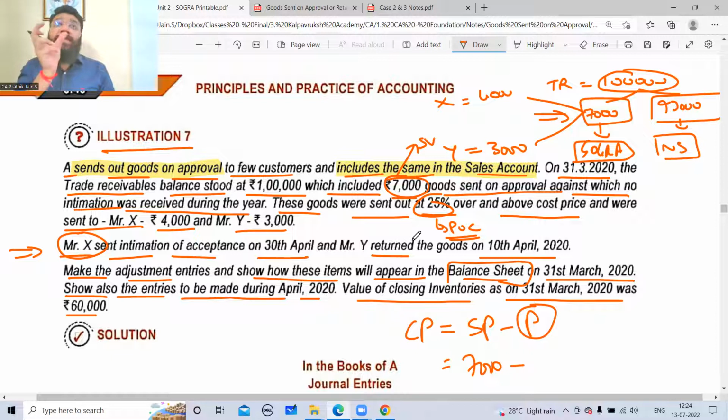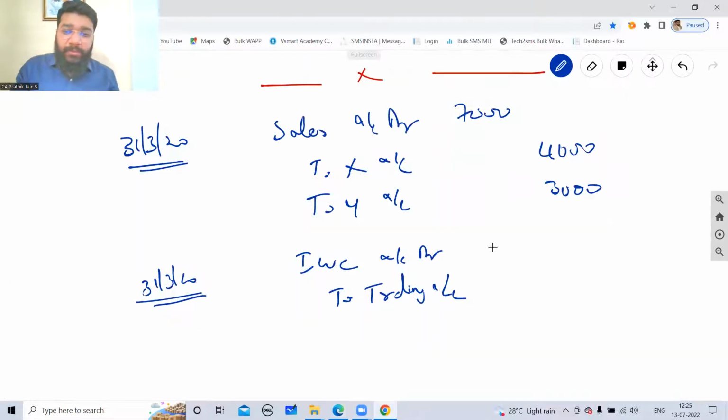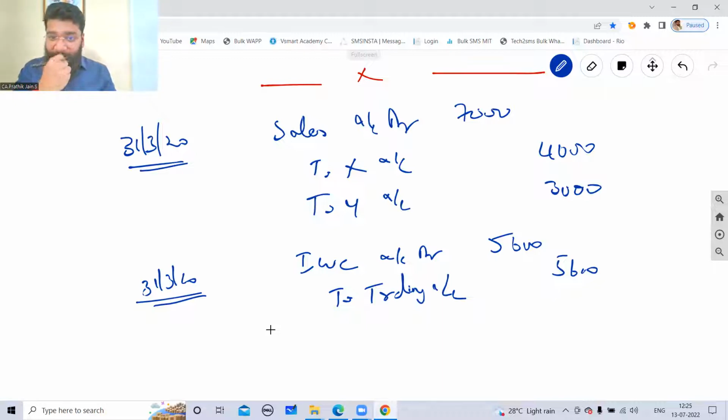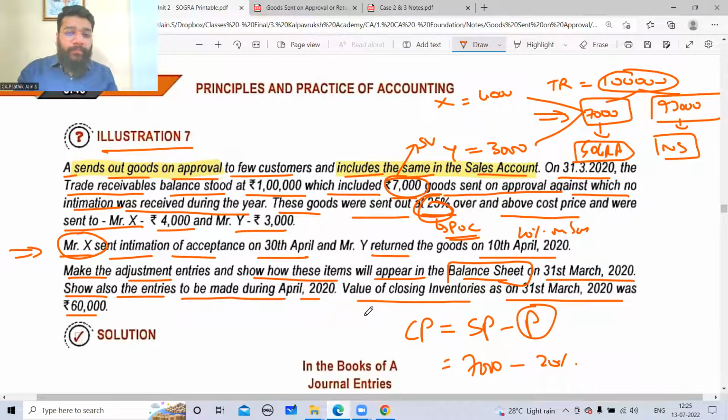For sale price, the value is more, so the percentage you apply will be comparatively less. So if it is 25% on cost, it will be 20% on sale. So minus 20%: 7,000 minus 20% gives you 5,600. Directly you can minus it, guys. That's the beauty of this calculator. So we have done the adjustment as on 31st of March, guys. They are also telling us to show the entries to be made in April 2020.